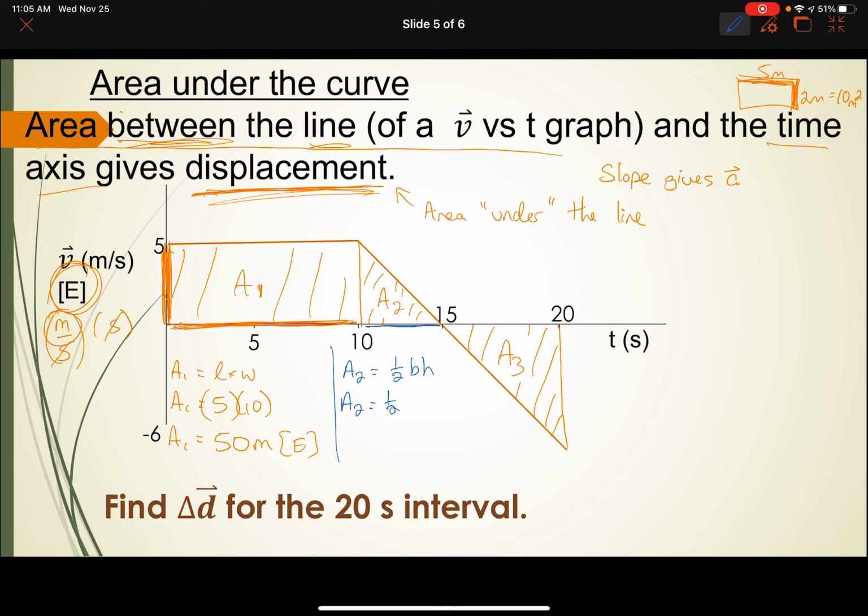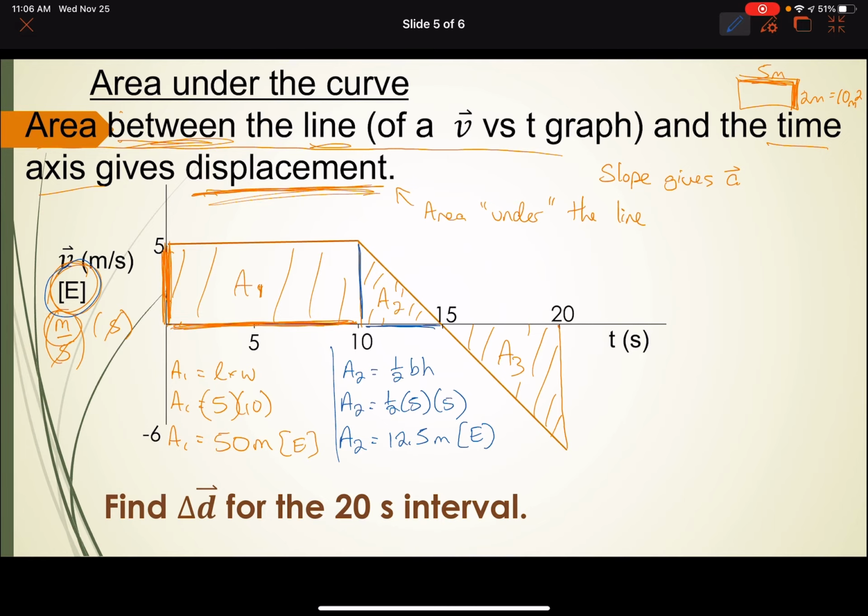Here our base is 5 meters. Remember that's the difference between 15 and 10. So base is 5 meters, height 5 meters. This area, 5 times 5 is 25, divided by 2, 12.5 meters. And again, that direction right there, east, is what goes in here.